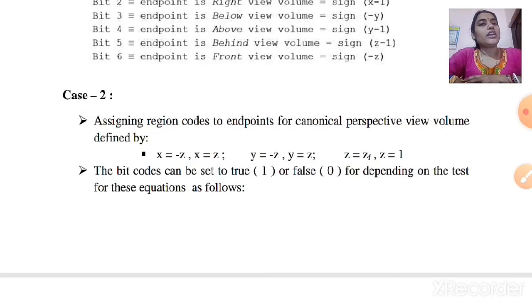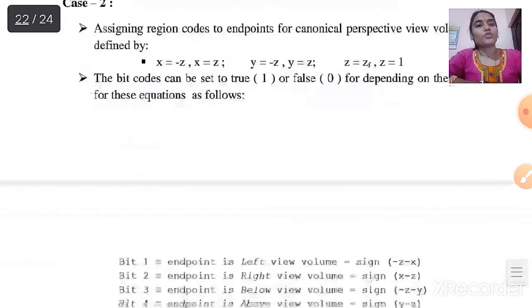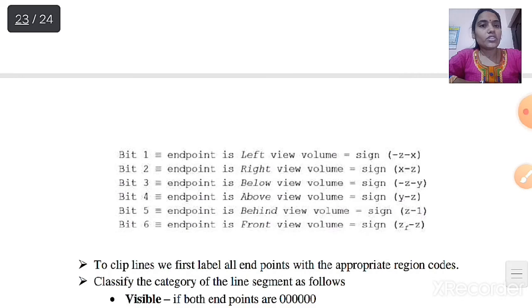Then here x equals minus z, x equals plus z, y equals negative z, y equals positive z, and z equals zf and z equals 1. The bit code can be set to 1 meaning true and set to 0 meaning false, depending on the test of the equation as follows.